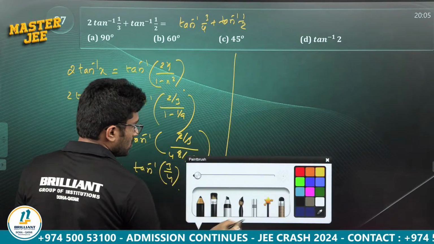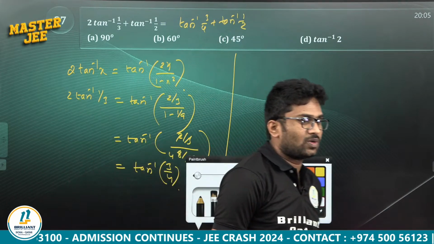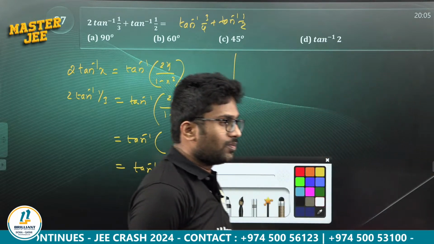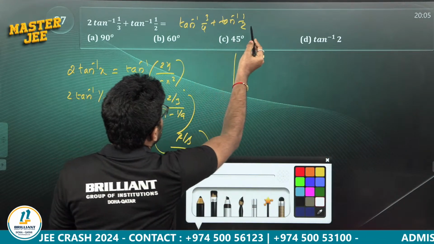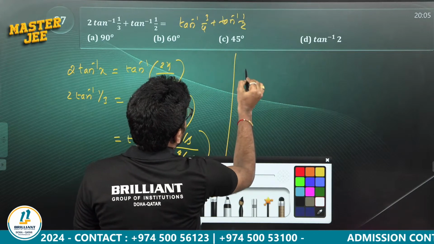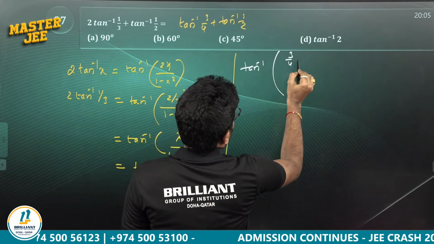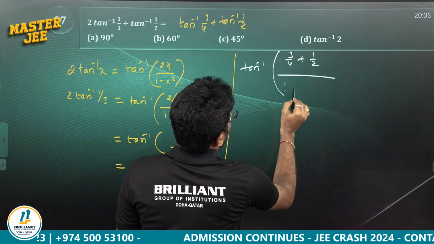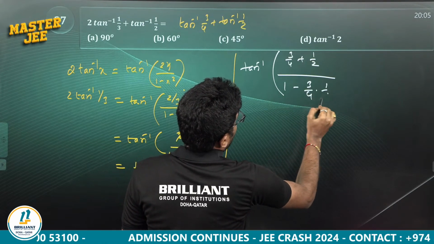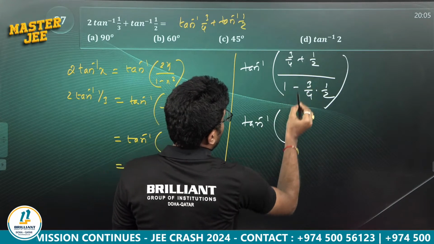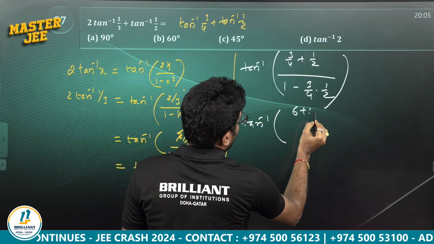We can just use our tan inverse x plus tan inverse y formula. That's it. Very good, Anit. So tan inverse x plus tan inverse y means tan inverse of x plus y, that is 3 by 4 plus 1 by 2, whole divided by 1 minus 3 by 4 into 1 by 2. So tan inverse of 3 by 4 plus 1 by 2.